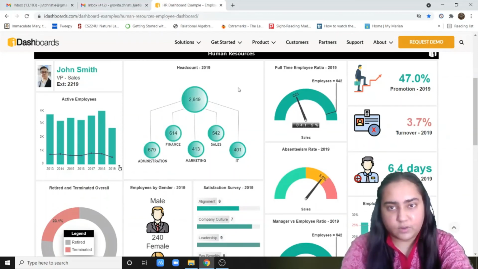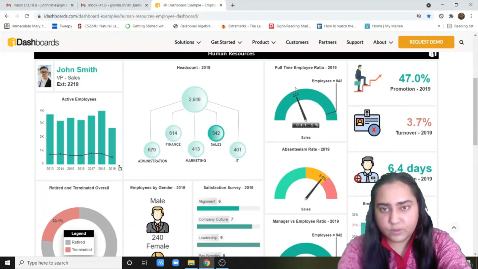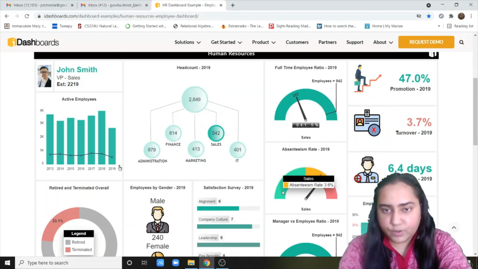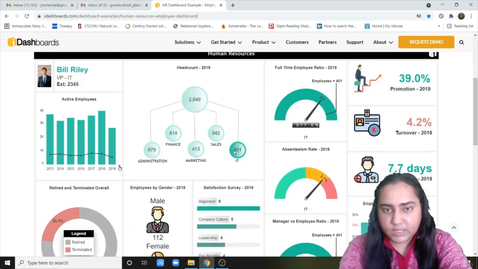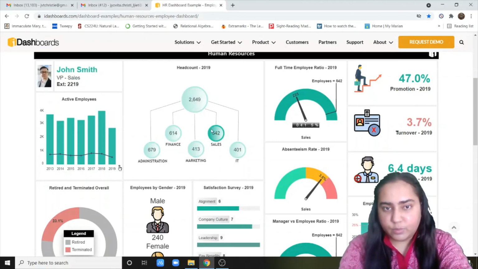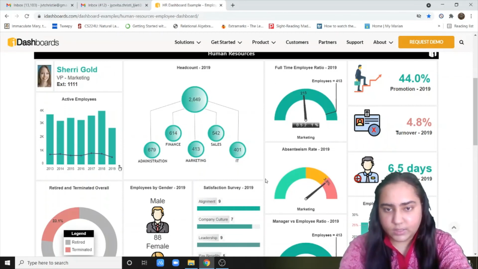from the way you hover over different areas. You can see here there's a full-time employees ratio, how many employees are full-time, how many are part-time, absenteeism rate, and if you hover over, you can get some more details about it. So right now, if I just go to the IT department, I can see that the data just shifts according to the IT department, how many full-time, how many absentees and stuff like that. How many people got promotion in sales department, what was the turnover. All these things are changing from the way I click on things.